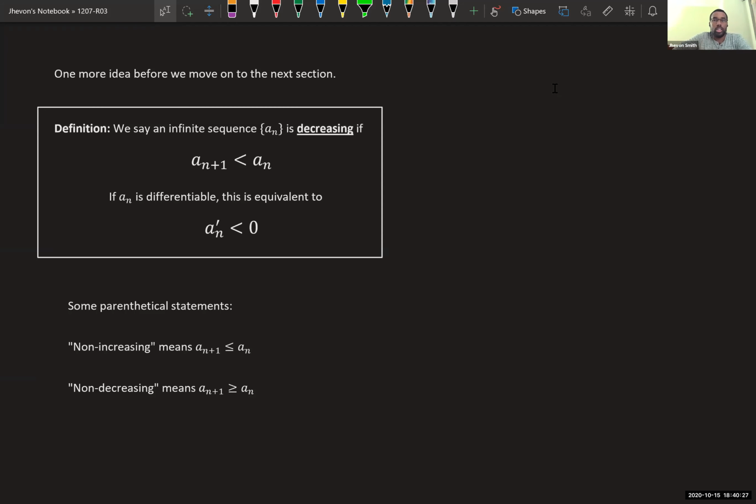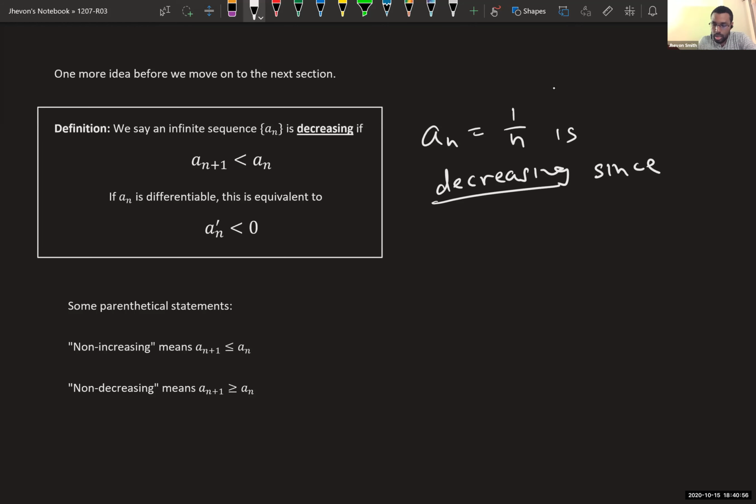It's going to be an important idea knowing when a sequence converges. We can use our calculus knowledge here to just say that if I can find the derivative of the formula, if that's less than zero, it will be decreasing, as well as just knowing that a_{n+1} is less than a_n. For example, a_n equals one over n is decreasing since if I take one over n plus one, that's definitely less than one over n because the larger denominator gives me a smaller fraction.